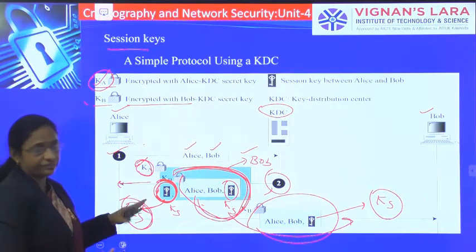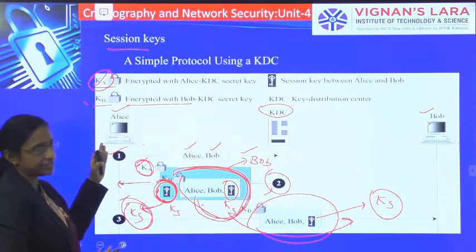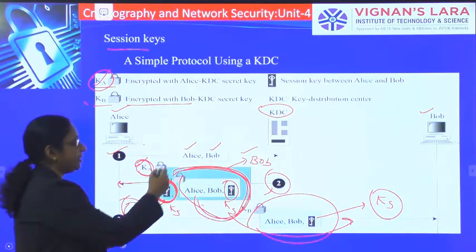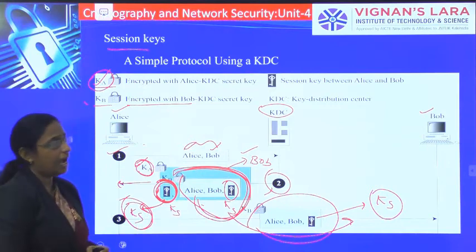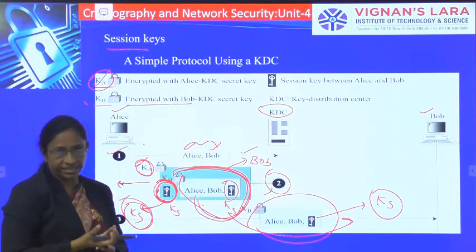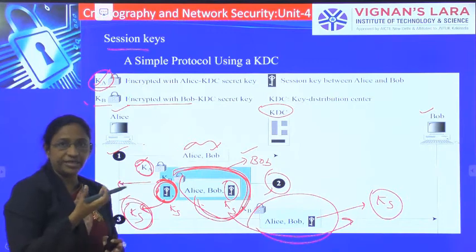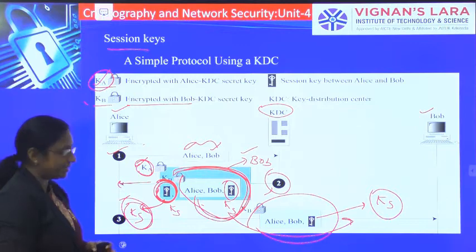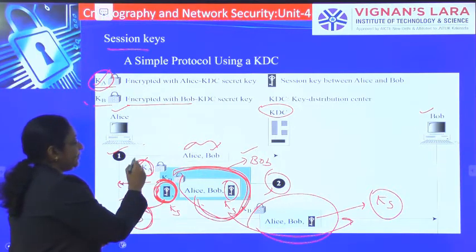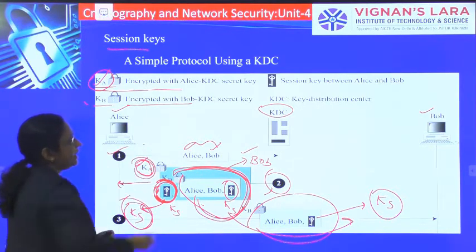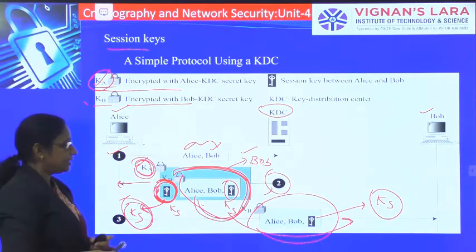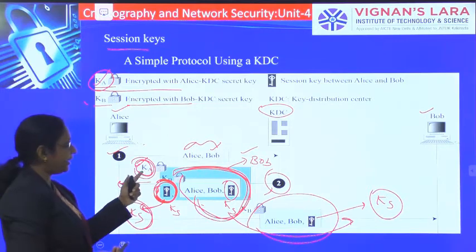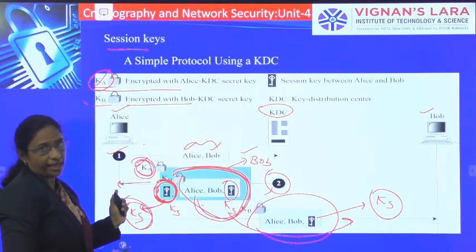For generating that session key, first Alice requests the KDC to generate a session key between Alice and Bob. After that the KDC generates a session key, and since the session key has to be sent secretly, the KDC encrypts the session key with the key shared between Alice and KDC, and sends it to Alice.